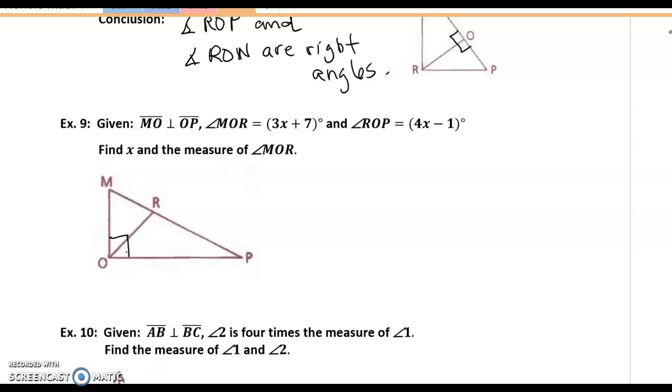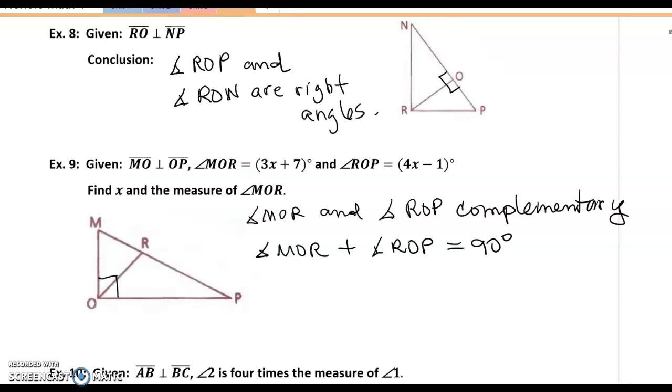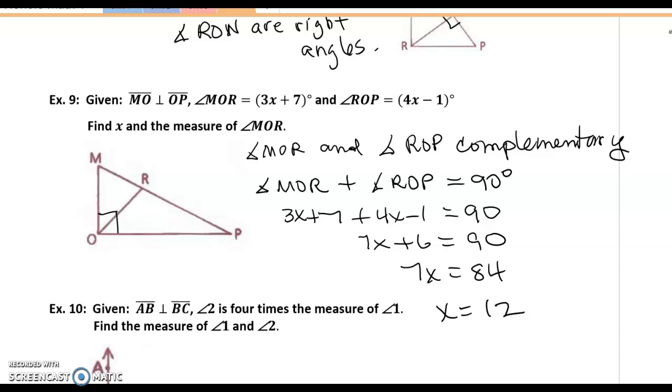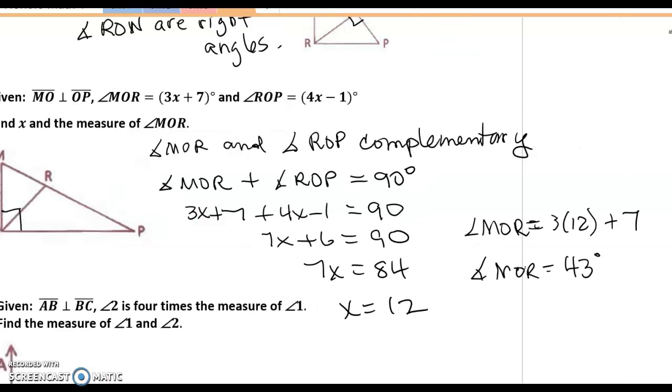To find x and the measurement of angle MOR, we need to write an equation. Well, we know that these two smaller angles in here make up that right angle, so therefore they're complementary. Because they're complementary, we know that they add up to 90 degrees. So we can use this plan to set up our equation to solve for x. Here we got x is equal to 12. So we plug that in for x and we get angle MOR is equal to 43 degrees.